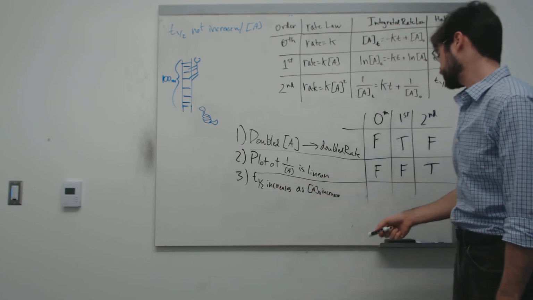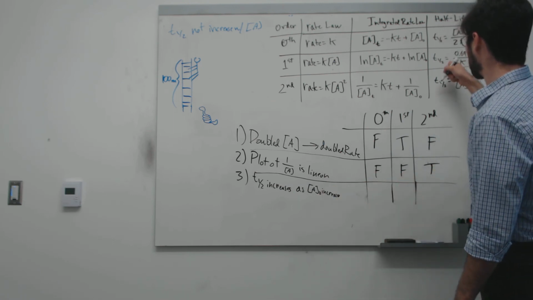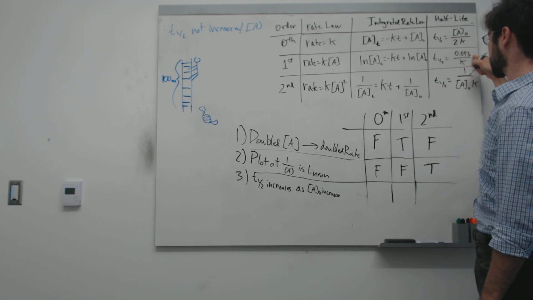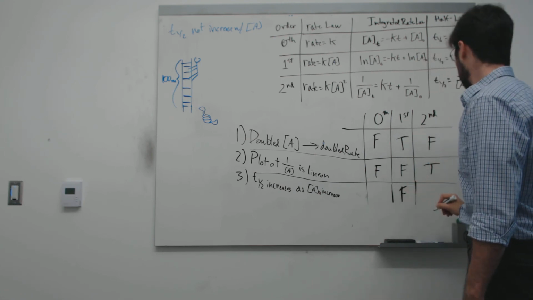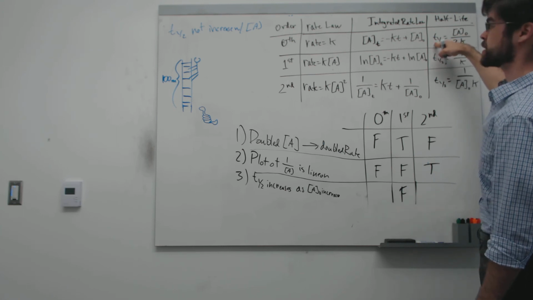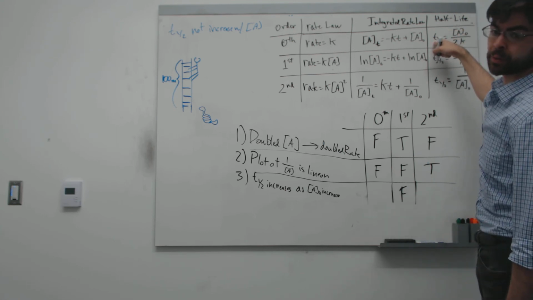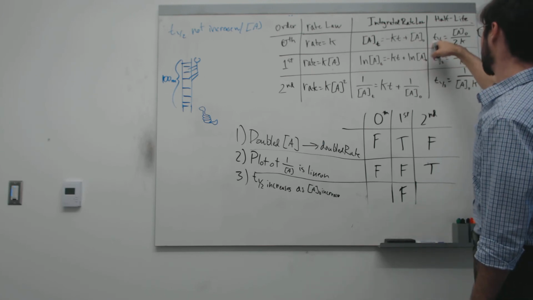T 1/2 increases as the initial concentration increases. That will be false for a 1st order reaction. That one is constant. In the case of a 0th order reaction, starting with more material means it will take longer to react away.